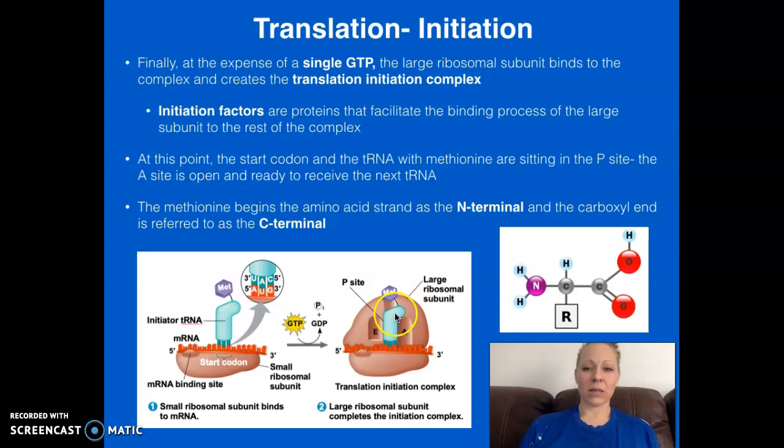And so at this point, the methionine is going to be sitting in the P site. So when the large subunit comes to the game, this first tRNA is going to be sitting in the P site, ready to start the amino acid chain. And so from here on out, when the tRNAs enter the A site, the amino acids are going to be added to the carboxyl end. We talked about this before. And so now we have finished initiation.